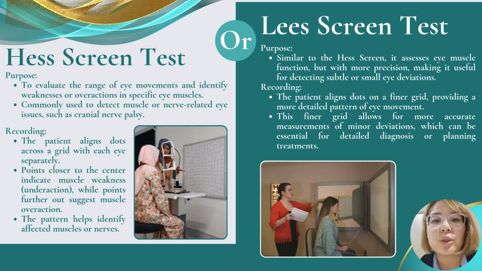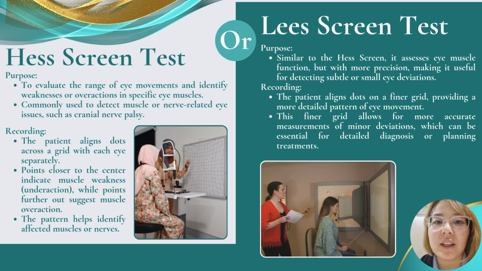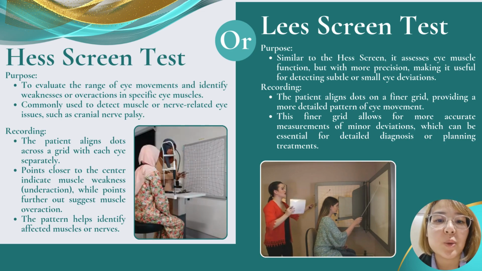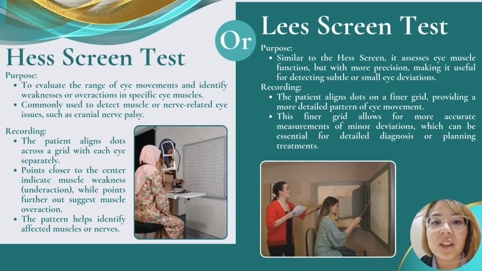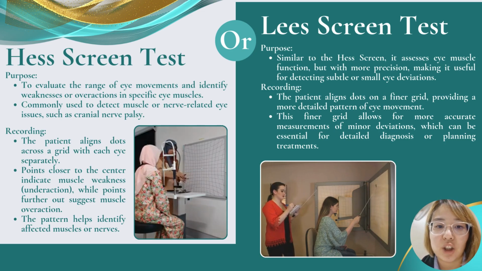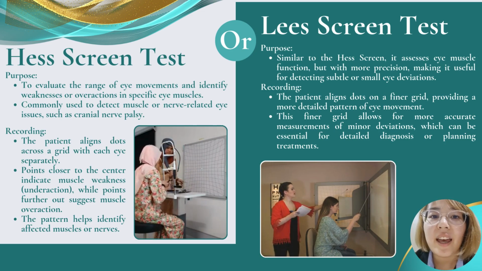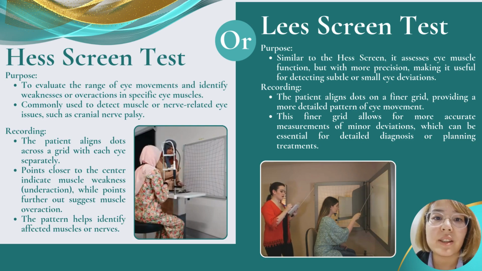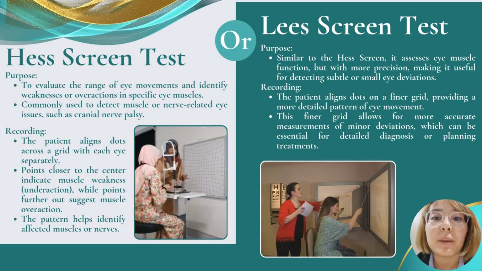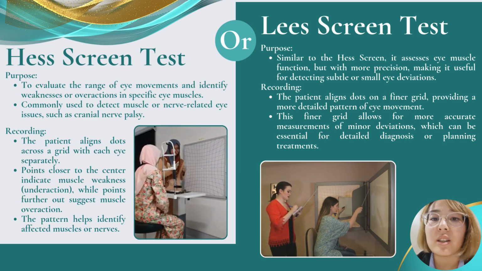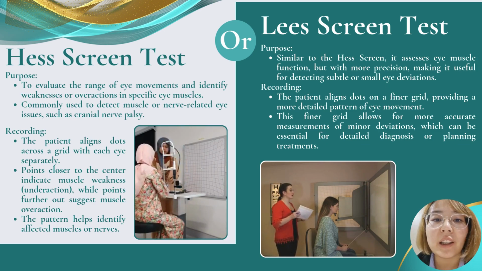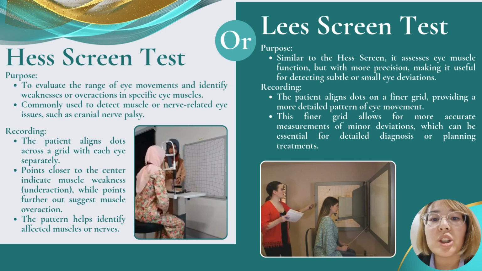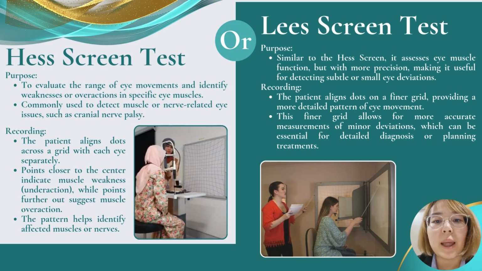Let's move on to two specialized tests for evaluating eye muscle function: the Hirschberg test and the Lees screen test. Both are essential in detecting and diagnosing muscle and nerve-related eye issues. The Hirschberg test is used to assess the range of eye movements and pinpoint any weaknesses or overreactions in specific eye muscles. This test is particularly helpful for identifying muscle or nerve issues such as cranial nerve palsy, which can impact eye movement and alignment.